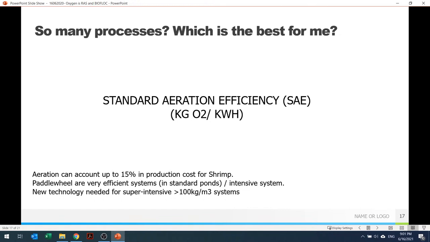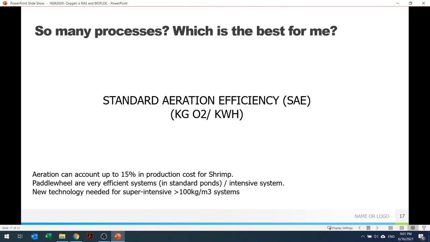If you are targeting less than 30 to 40 kilograms per cubic meter in a clear water system, or 5 kilograms per cubic meter in the Biofloc system, I think you are okay to stick with generic aeration with air diffusers or ceramic diffusers kind of setup. But if you're looking into a super intensive 100 kilograms per cubic meter system, you have to look at technologies like oxygen cone or even nanobubble systems.